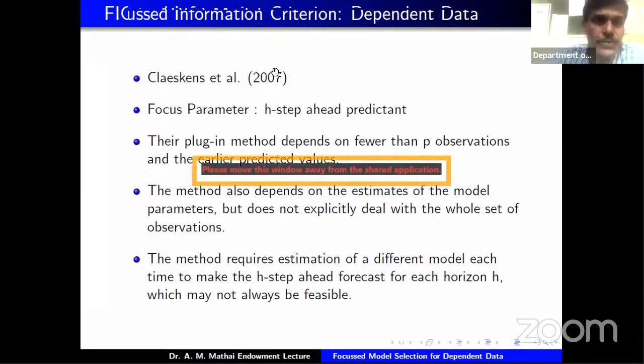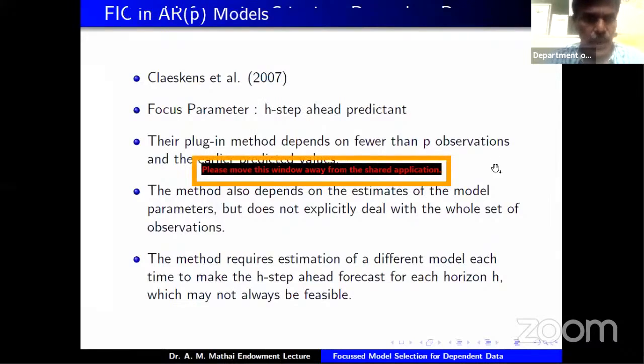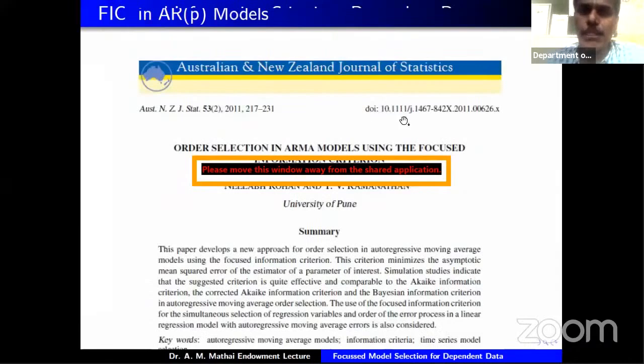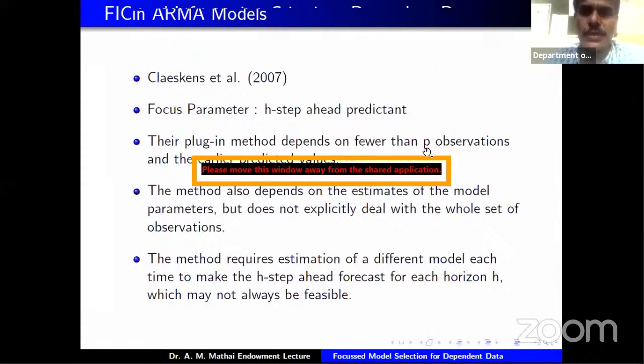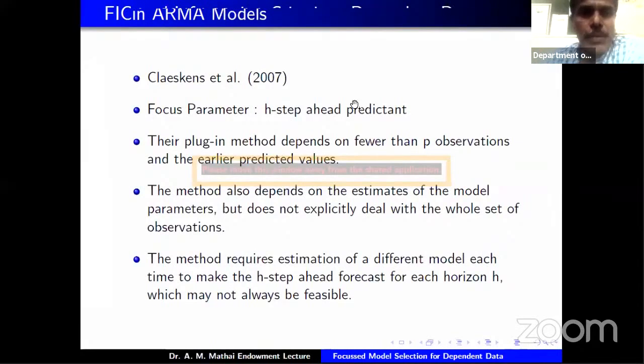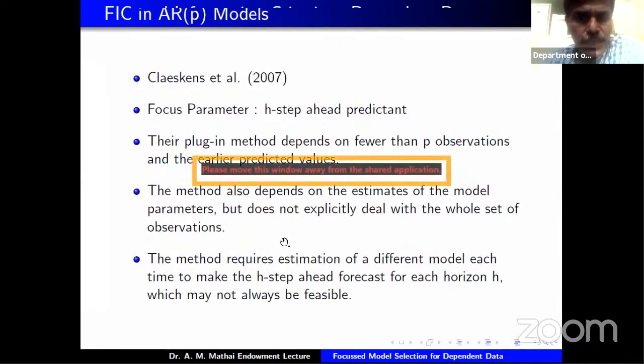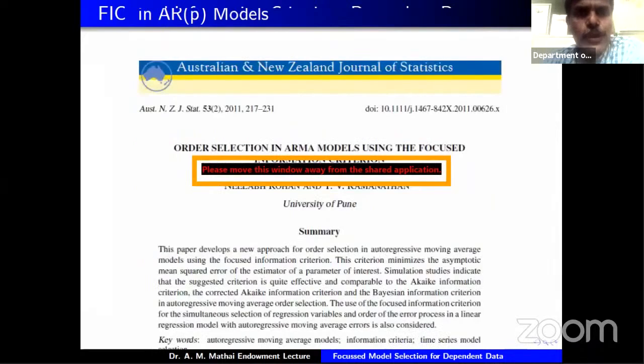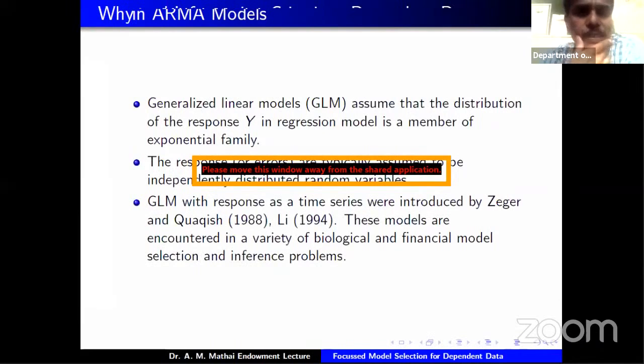So these are the details of Claeskens' paper, which you can see here. The focus parameter is the h-step ahead prediction, and the plug-in method is used for the p observations and the earlier predicted values. The method also depends on the estimates of the model parameters, because once you identify the focus parameter and start estimating, naturally this will come. What we did was extend this to ARMA models, which is published in that particular paper.